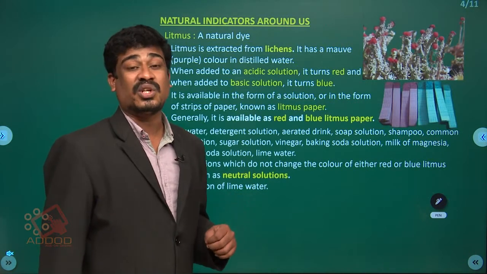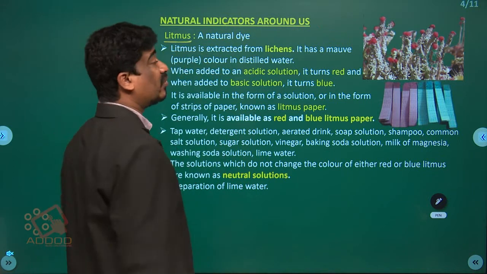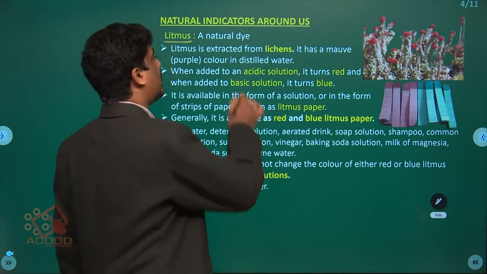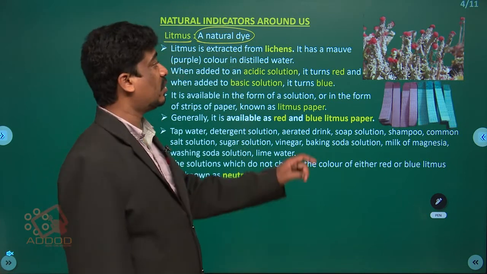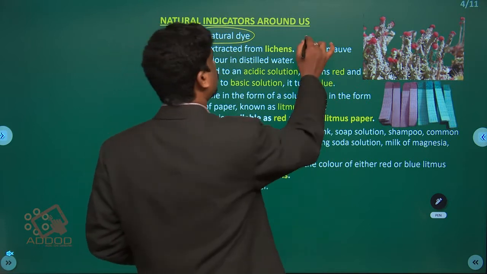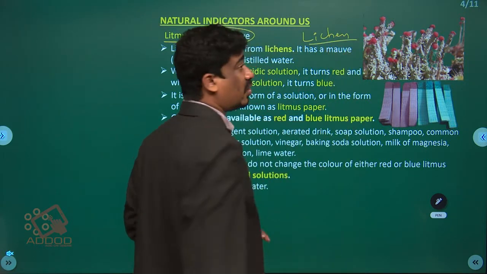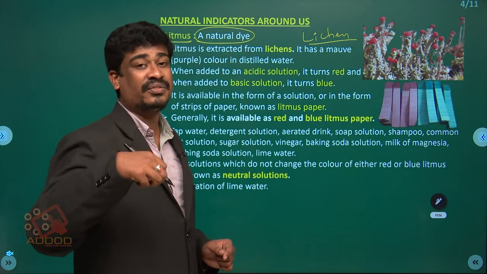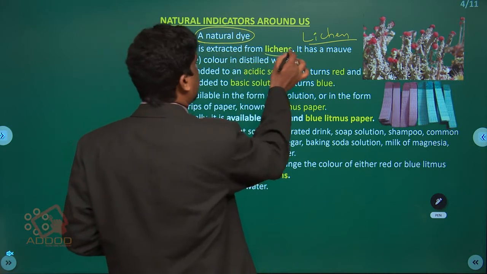So first, natural indicators. Within that, the first one is litmus paper. Where do we get litmus paper? It is a natural dye. You can see in the figure, this is a lichen plant. There are different types and colors of lichen plants. So litmus is extracted from lichens.